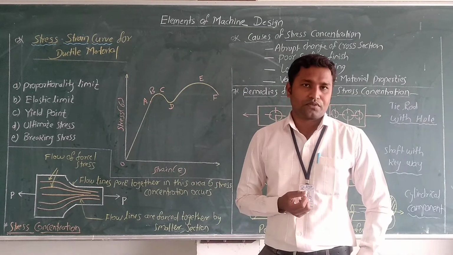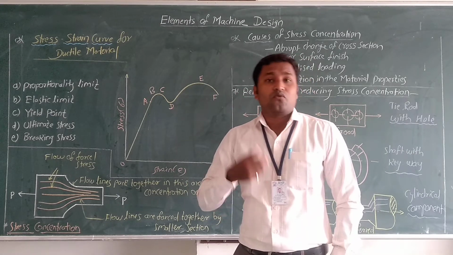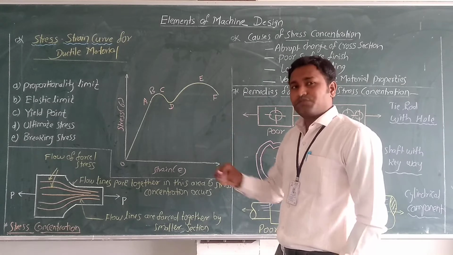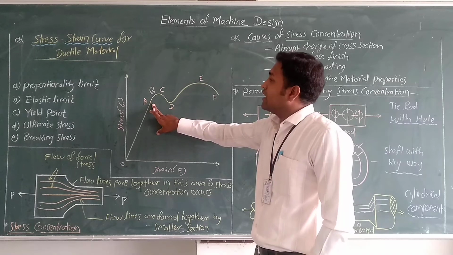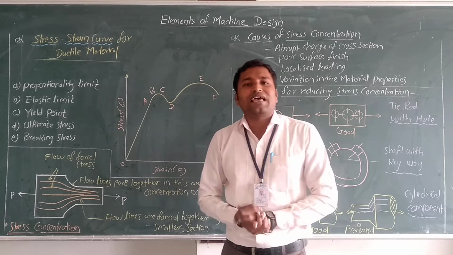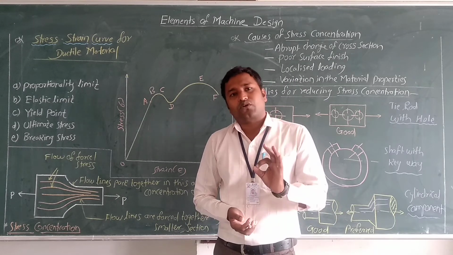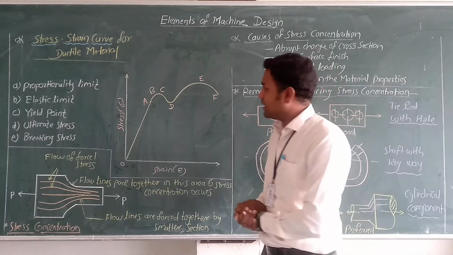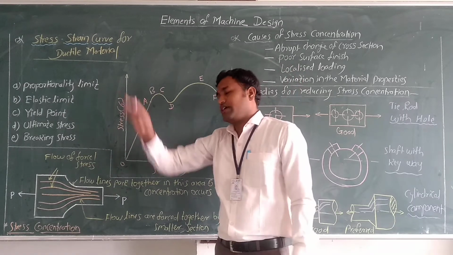Then you see the elastic limit. Obviously you know elasticity: it is the property by virtue of which a material regains its original size and shape after the load is removed. When the specimen is loaded beyond point A up to point B, the line AB represents the elastic limit. Up to point B, the material has elastic properties, and when the load is removed, it regains its original size and shape. So that is called the elastic limit.